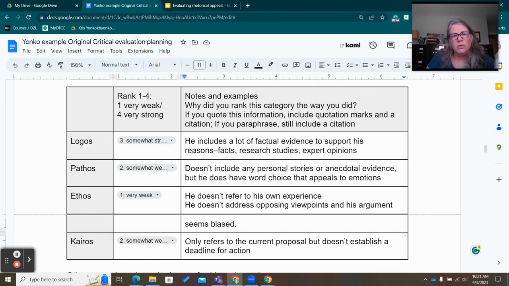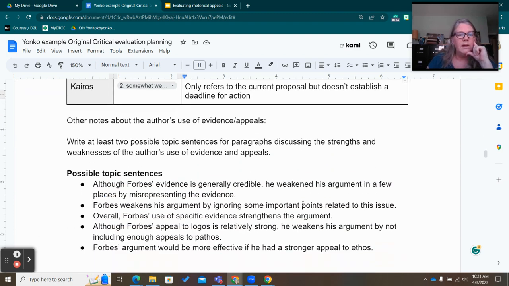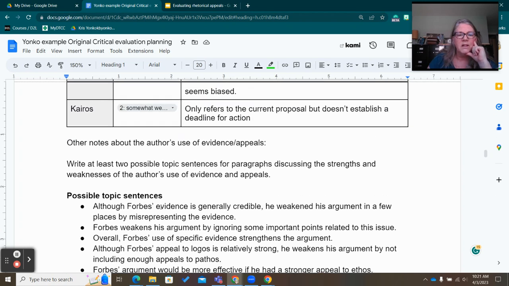So you'll write a couple of notes in there telling me why you rank each appeal the way you do. And then you'll choose, if you want to, one or two of those and draft a topic sentence. Remember that with these topic sentences, you're not committing to those. You're not saying that you're absolutely going to include that in your paper. You're just putting it out there as a possibility, and I'll give you some feedback on that.